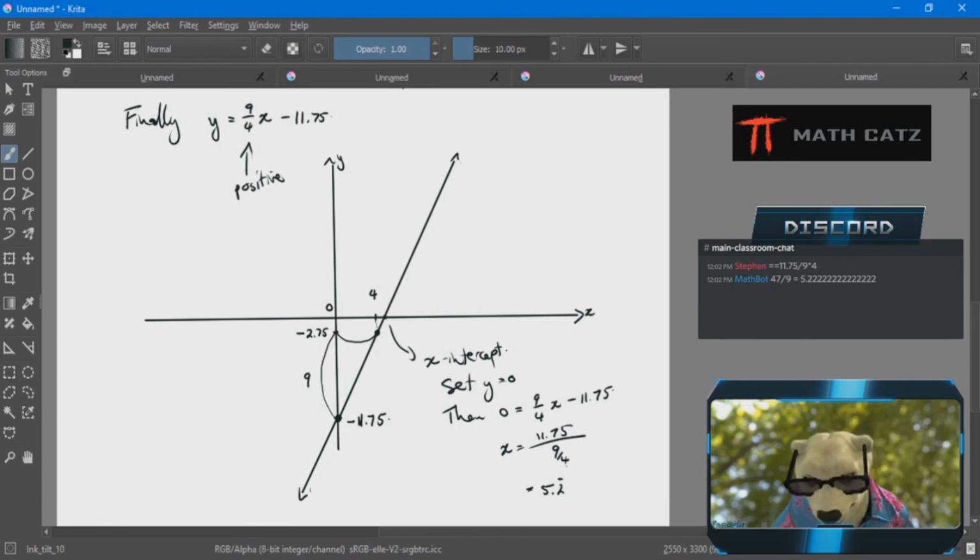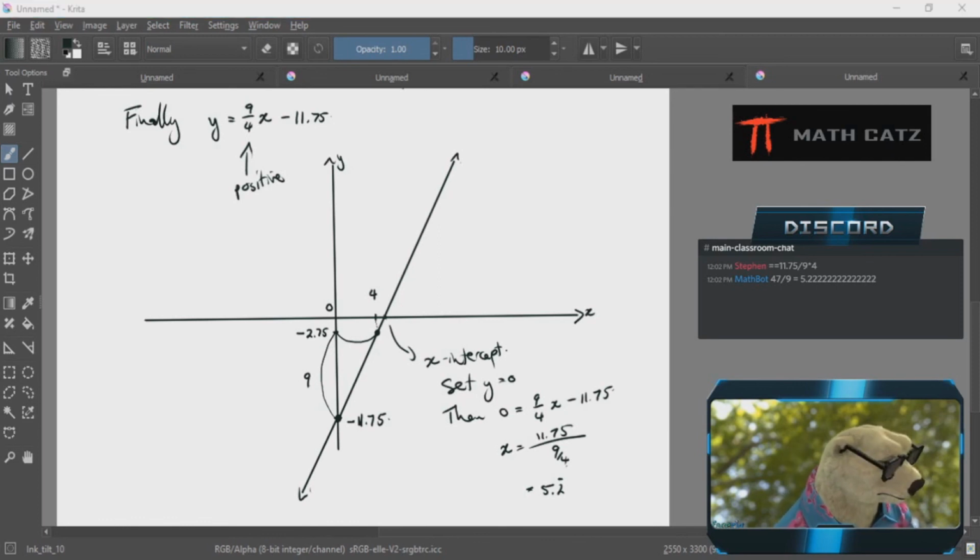All right, so that's a pretty standard example of some information, and I have to come up with a linear function, linear equation, maybe graph it, maybe use the slope, maybe find the intercepts, all those good things.